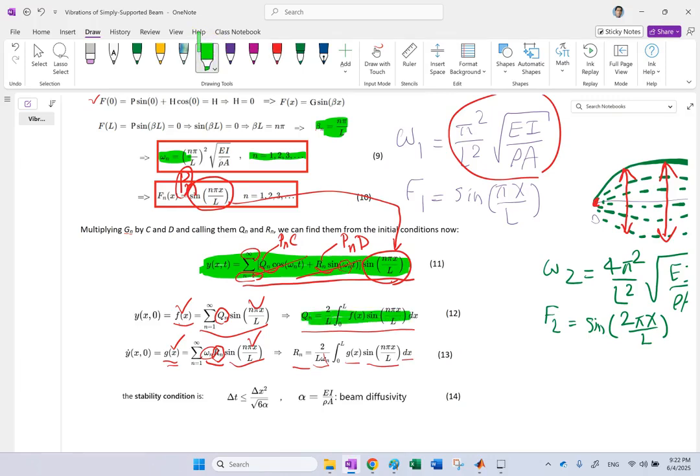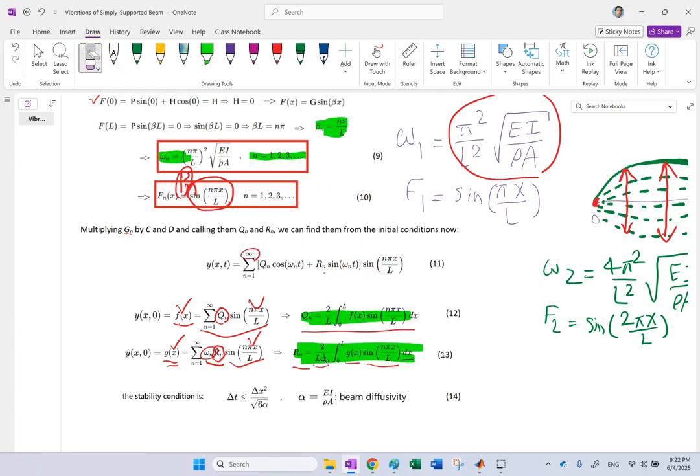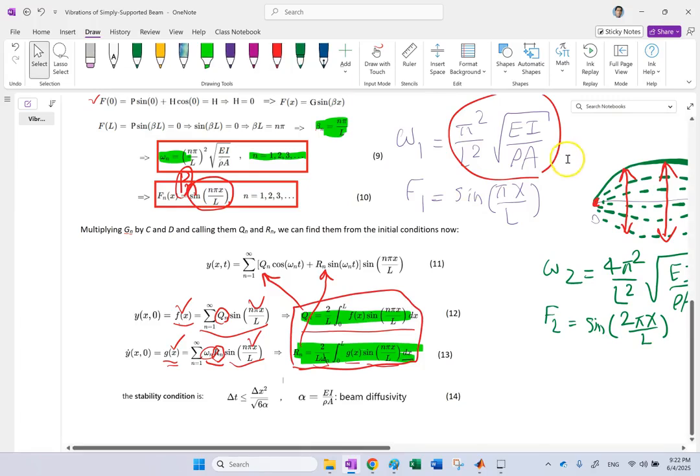Once you solve for Q and R, you plug them back into the original equation. Guess what? Now you have the full solution. That's all you need to do. There we go. Now you got your full solution. All you need is to perform these two integrals that are similar to the Fourier series, and now you have the full analytic solution.